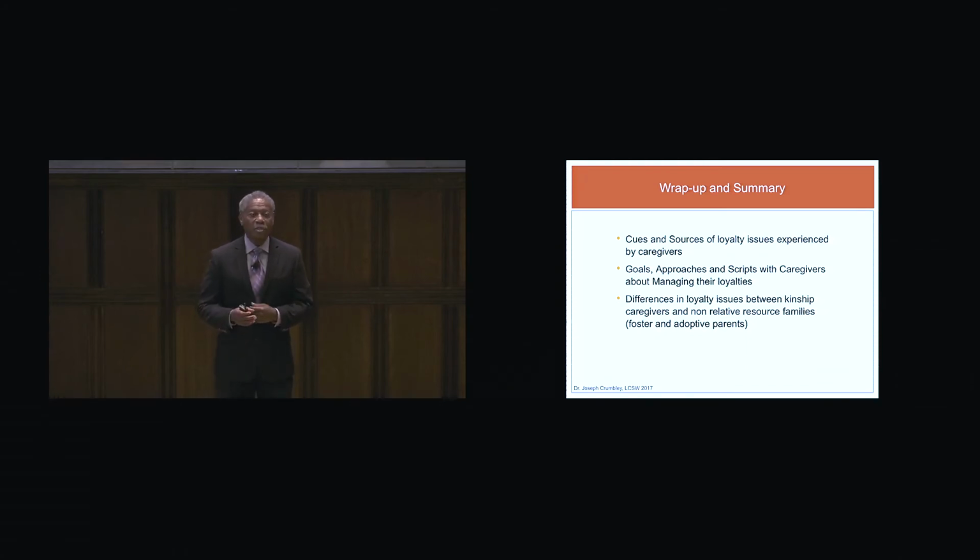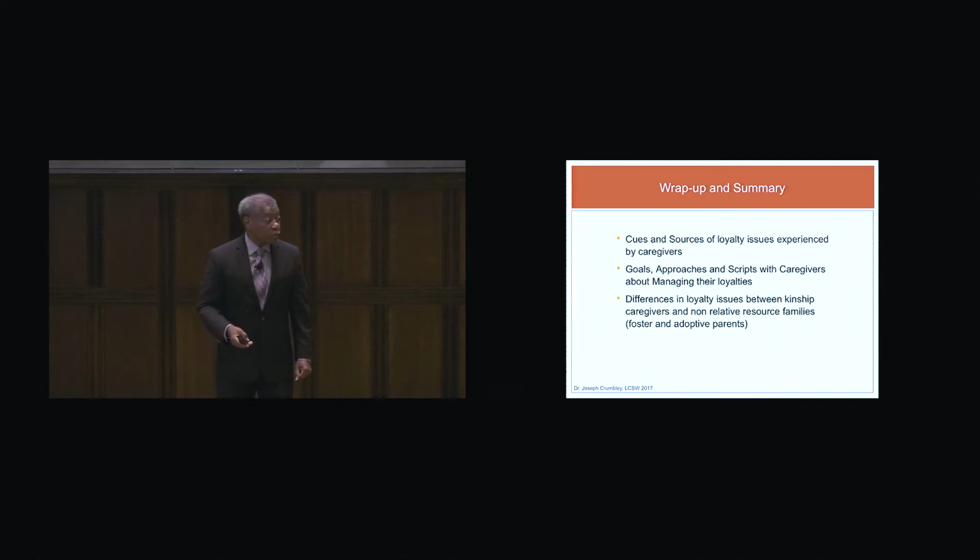I think it's important to understand that loyalties become an issue when that relative caregiver isn't able to protect. So loyalty is not pathology. It's normal for relative caregivers to want to place the needs of the birth parent before that of the children. It's just that when they can't protect and implement those plans, that's the red flag.